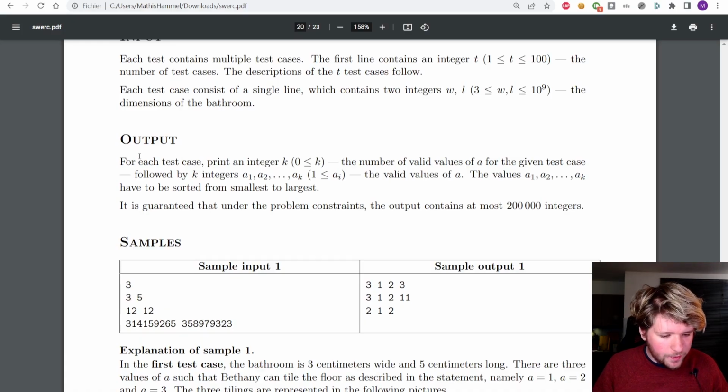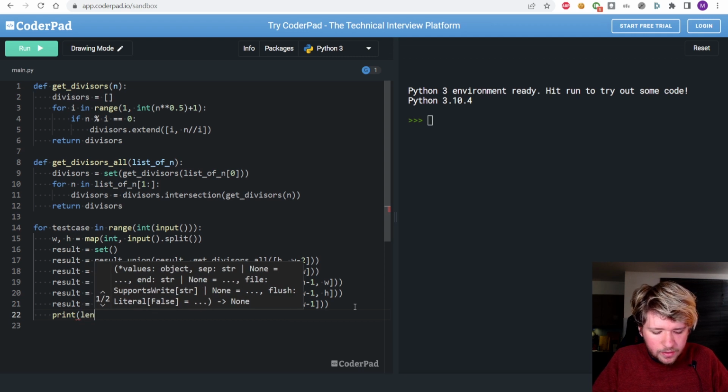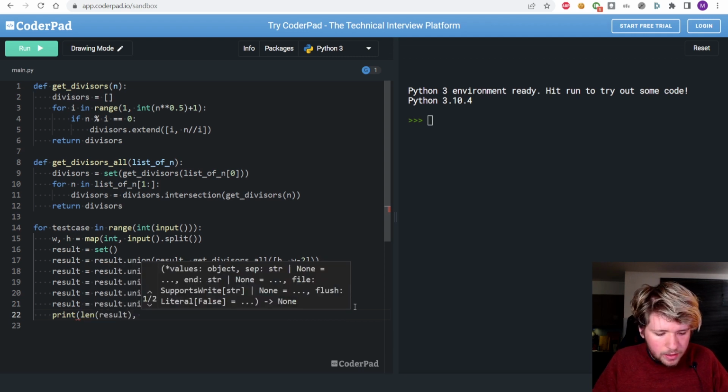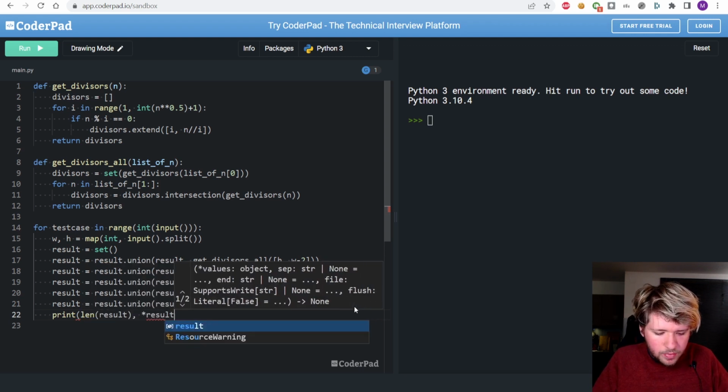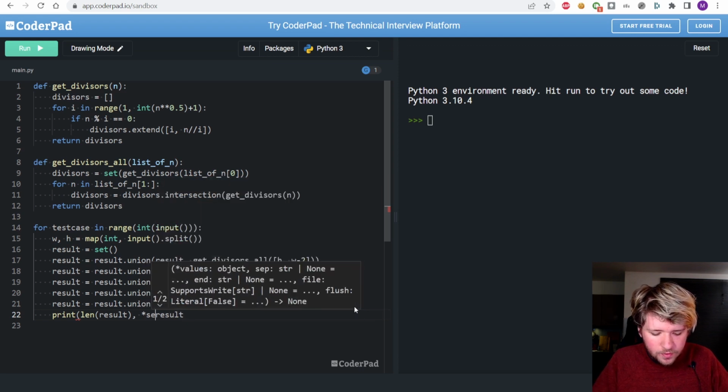So the output format will be, we print the number of valid values of A, then k integers, so all the values that are in our results set. And they say also it has to be sorted from smallest to largest. So we can simply print the length of the result, then all the values in the results, but we have to sort them first, so sort it here.